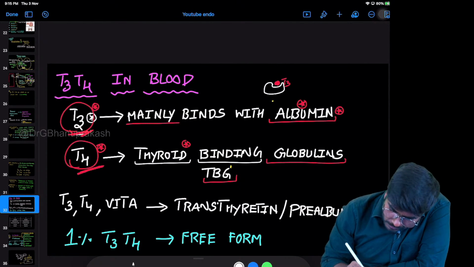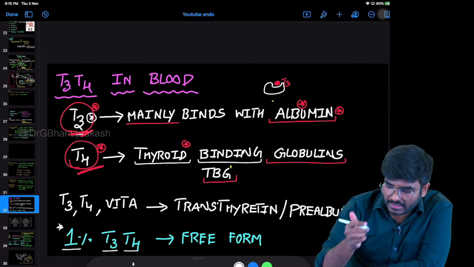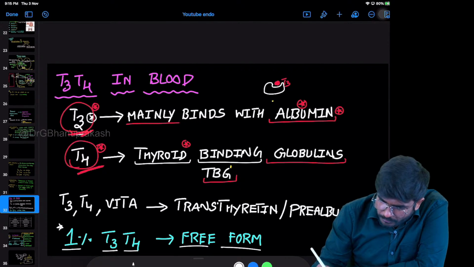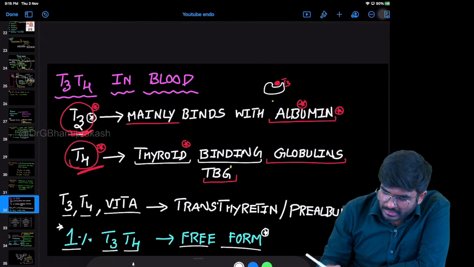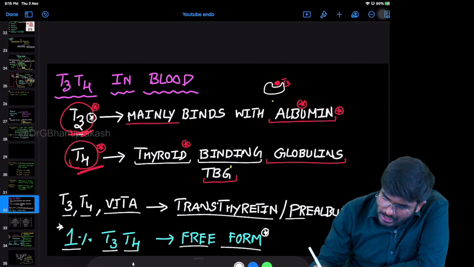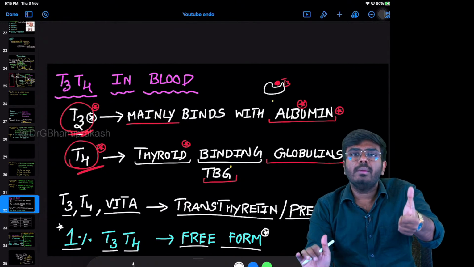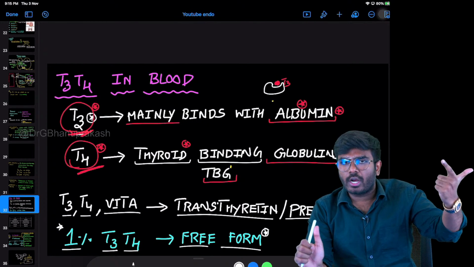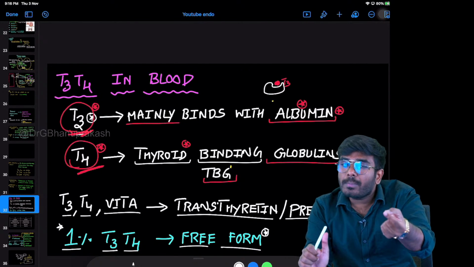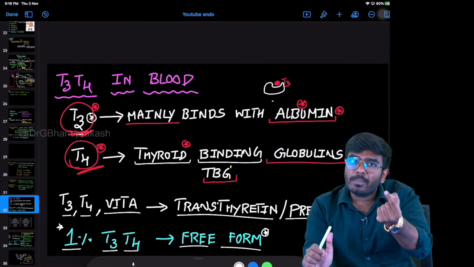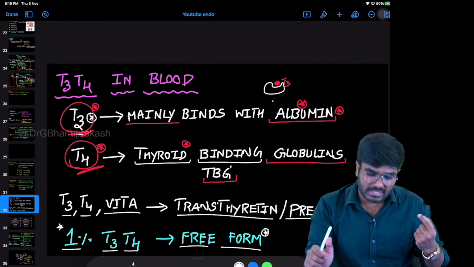Okay, but only 1% of T3, T4, know this point, only 1% of T3, T4 are traveling in free form. But some amount of T3, T4, along with vitamin A, are also bound with something called transthyretin, not needed for your exams, but what I want you to know is T3 is bound with albumin, T4 is bound with thyroid binding globulins, 1% is freely traveling in the blood, and that 1% is biologically active. That 1% is the one responsible for showing the effects of thyroid hormones.